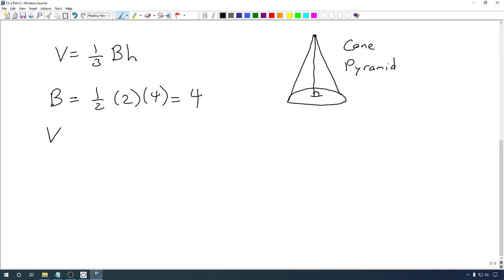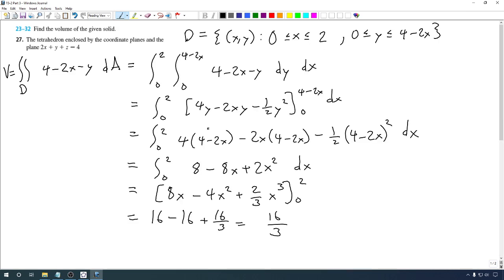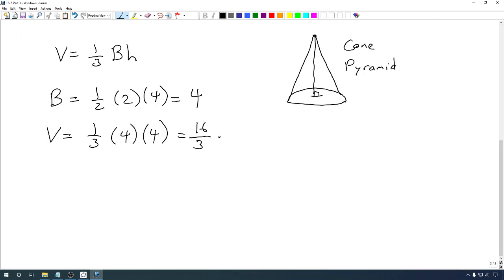And so the volume that we expect is 1/3 of our base of 4, and we said our height was 4. Well, 4 times 4 is 16. So 16/3, which is exactly what we got from integration. So it's a nice check that everything we're doing with integration is not coming up with completely different answers than what we would expect. And that's always a good thing to see.